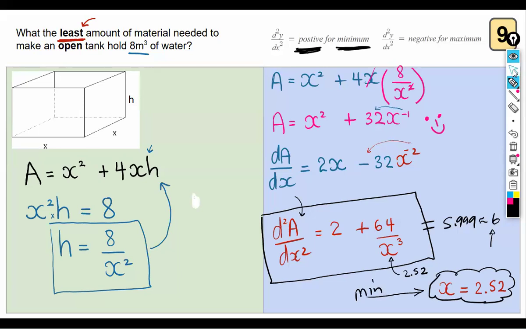Now that we have the value of x, we can calculate the h value. Now, how do you calculate the h value? Replace the x with what? 2.52. So take 8 and divide it by 2.52 and get the h value. So I'm putting the x value here, 2.52, and the h value is how much?